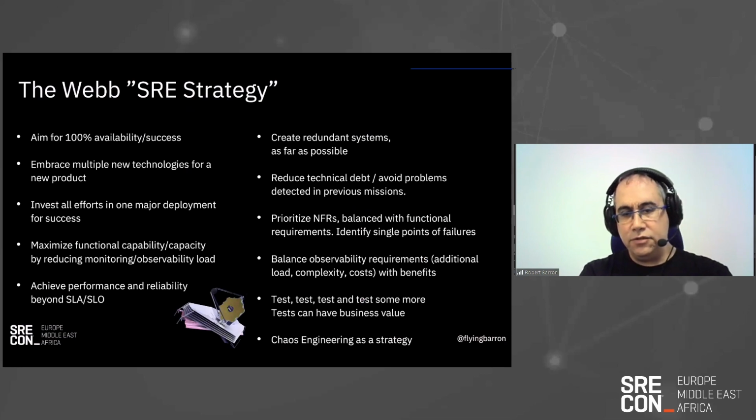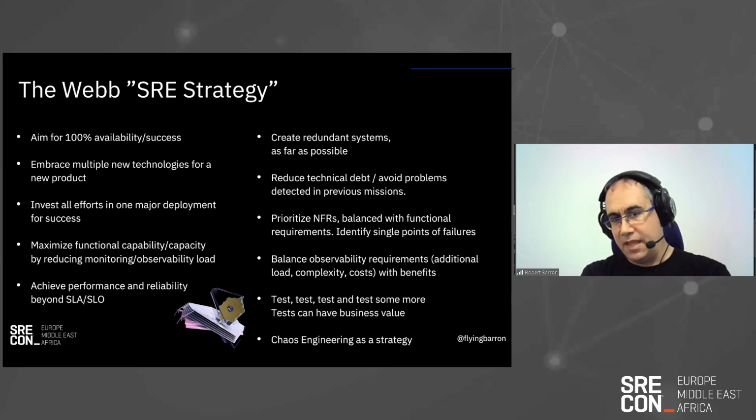So, coming up to the end of my session, I've identified a number of items which I call the SRE strategy that the Webb engineers used. They needed 100% availability for success. They only had one opportunity to launch Webb. They wanted to achieve the best possible performance and reliability, even beyond the SLA that they promised. They needed to prioritize non-functional requirements with functional requirements, observability requirements with the benefits that they had. A lot of redundancy was invested in here, and of course, a lot of lessons were learned from previous missions.